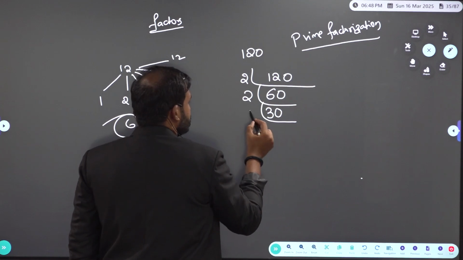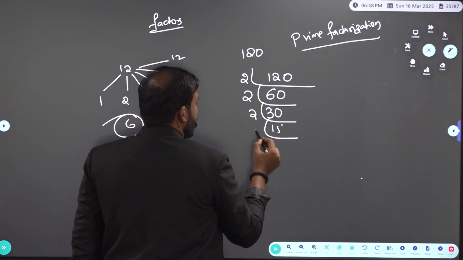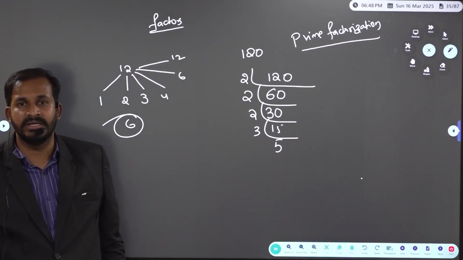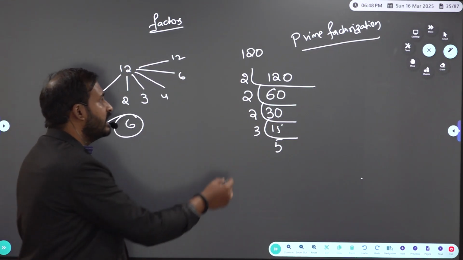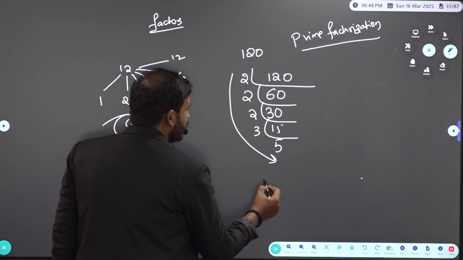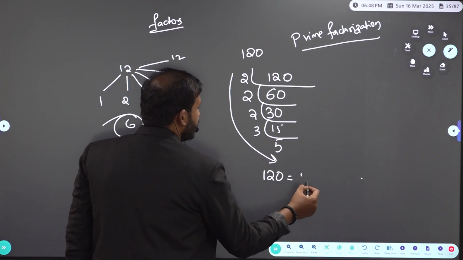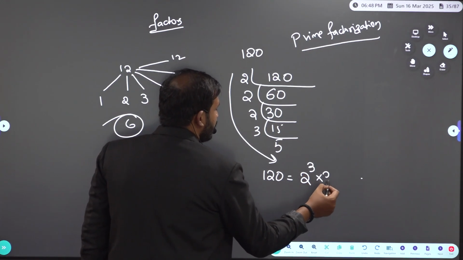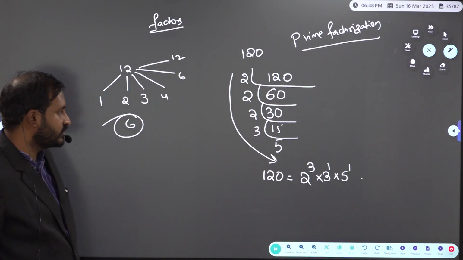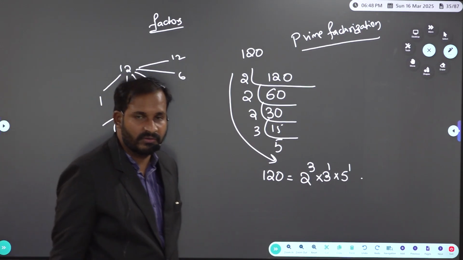2 60s, 2 30s, 2 15s and 3 5s. Okay, we will divide the numbers with only prime numbers and we will write the given number as a product of prime numbers. That means what I can write 120 as? I can write 120 as 2 cube into 3 power 1 into 5 to the power of 1.